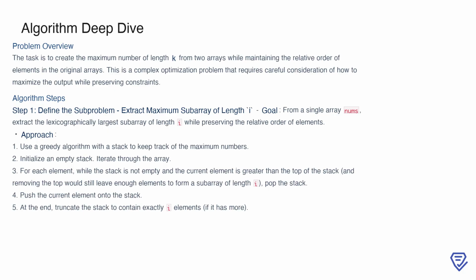To achieve this, we use a greedy algorithm with a stack. The stack helps us track the largest numbers while ensuring the order is preserved. As we iterate through the array, we use a systematic approach. If the stack is not empty and the current element is greater than the top of the stack, we consider removing the top element, but only if we can still form a subarray of the required length after popping. This process allows us to discard smaller, suboptimal elements in favor of larger ones. Finally, we truncate the stack to ensure it contains exactly i elements, if necessary, guaranteeing that the result is both valid and optimal for the given input.